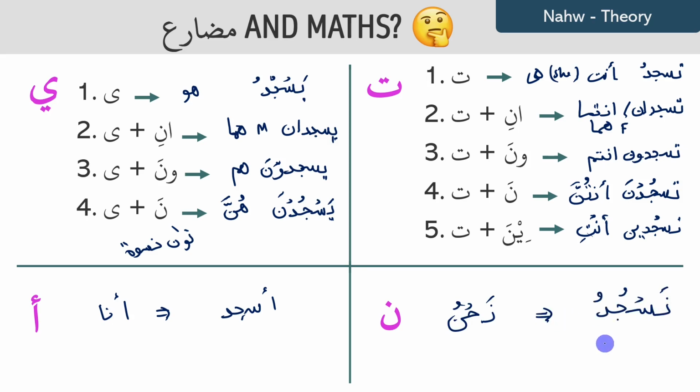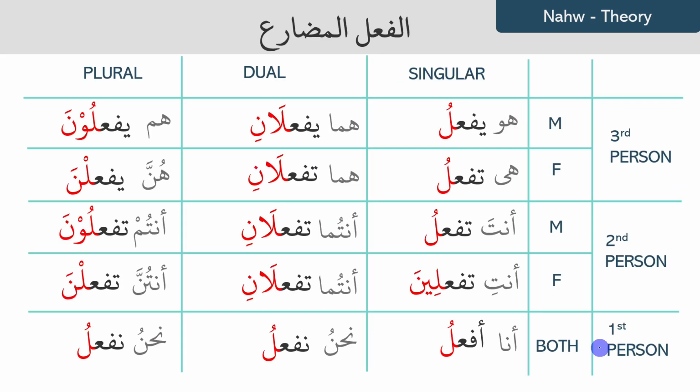And an important note is that these alamat can get a dhamma or they can get a fatha. But that depends on the scale of the verb. You don't get to choose what haraka to put on. And you don't get to choose what haraka any verb gets, to be honest, because it's all predetermined by scales. So here's the entire conjugation table.